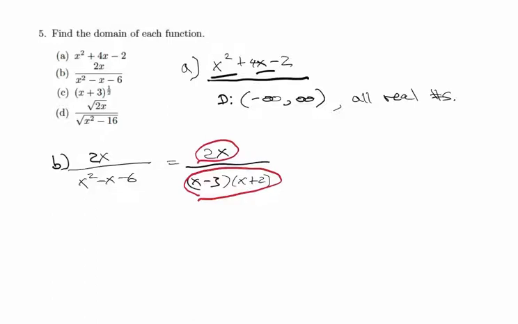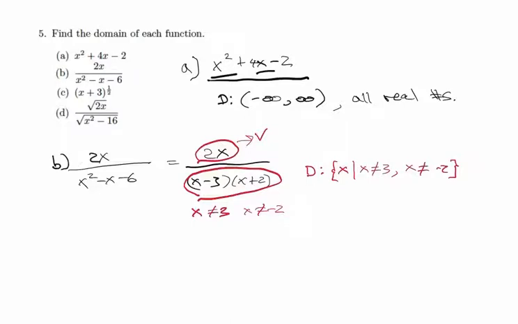So again, here we can plug anything, so we're good for the numerator. But denominator, we cannot have x equals 3, we cannot have x equals negative 2. So the final answer of domain for this function in set-builder notation: x such that x not equals 3, x not equals negative 2.